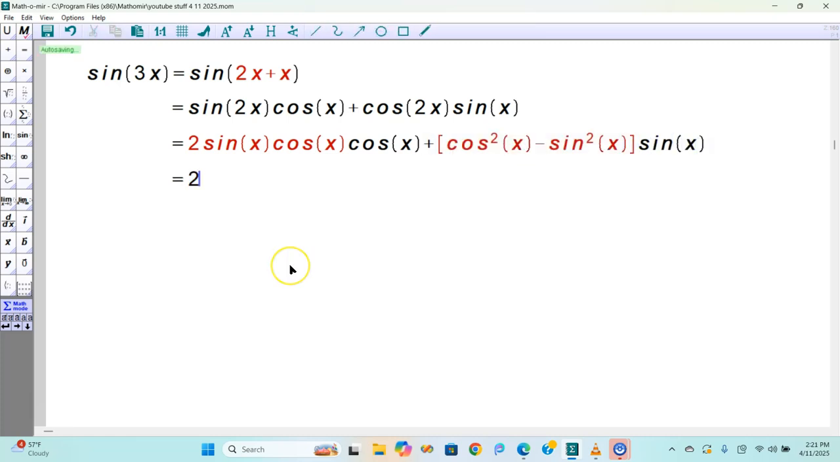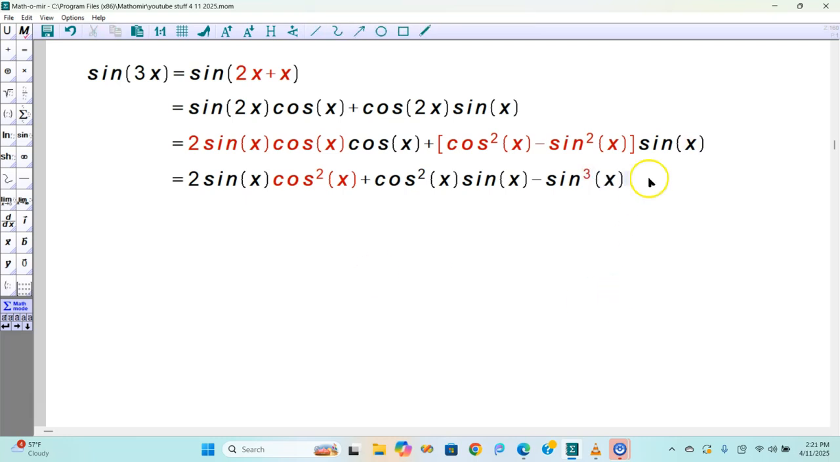Look at the red. You can write 2 sine of x cosine squared of x. I'm adding this for the two cosines directly above multiplied. And then you can distribute the sine, so it's going to be cosine squared x and then sine of x, and then minus sine cubed of x over here. Look very carefully. I've distributed the sine x over. Notice these two here, the first ones, they both have a sine x and a cosine squared x, so it's going to be 3 sine x cosine squared x minus sine cubed x this way.